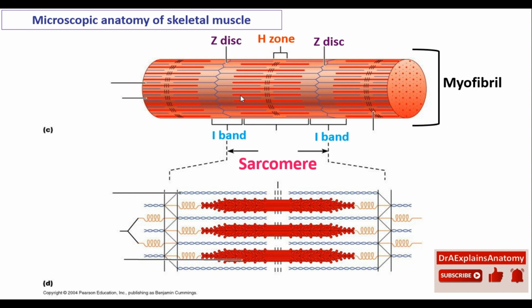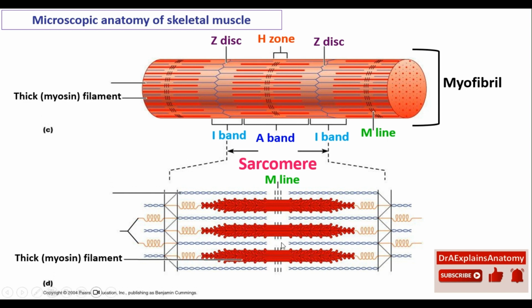The I band gives the lighter striation, and this is the A band. Right here, we have the M line. We can see both the thick and the thin filaments. Right here, this is the M line. These are the thick myosin filaments. We can see them right here with these tiny hooks so that they can attach to the thin filaments, which are the actin filaments. Also, right here we have the elastic titin filaments, which control the degree of stretch in each sarcomere.